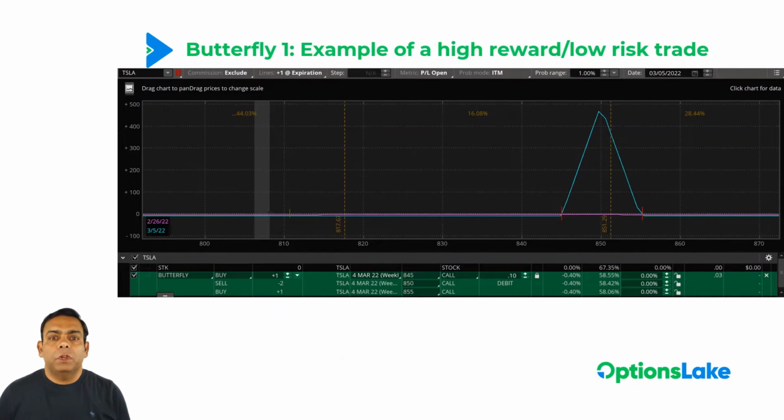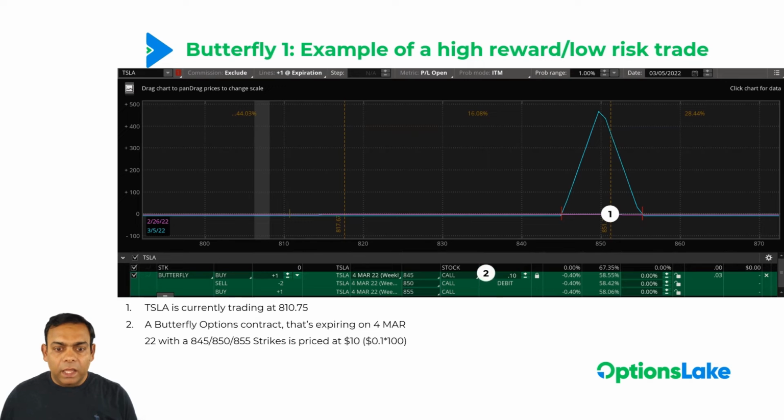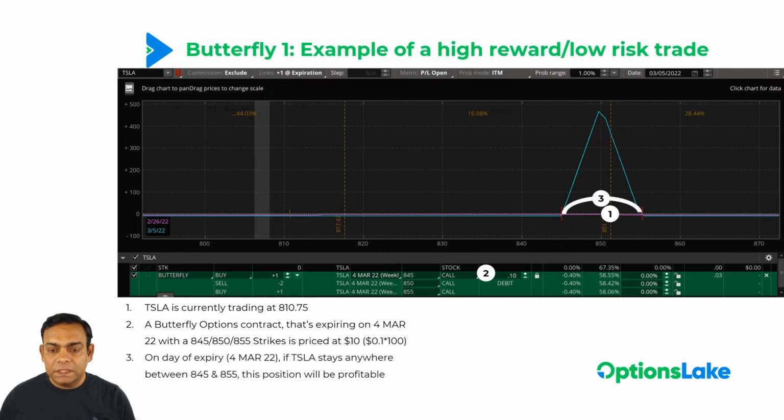Let's look at an example of a high reward, low risk trade. This is a butterfly that has been constructed. This is Tesla, and the butterfly here has strikes of 845, 850, 855. Tesla currently is trading at $810.75. The butterfly that has been constructed has $10 wide wings, which is the difference from 845 to 855. So, if Tesla stays anywhere between that range, it would be profitable, as indicated on point 3.